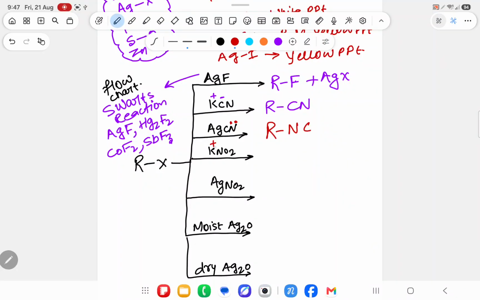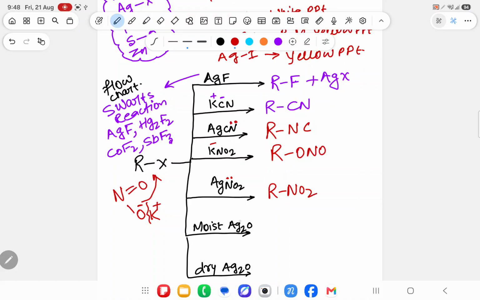Similarly, KNO2 structure is something like that. KNO2 structure, first draw N double bond O, O, K. It will break as minus and plus, ions form. So what will happen? It will form RONO. It will attack from the O minus side to give RONO. But again, Ag has pseudo noble gas configuration, so it will not break. It will attack from the N side to give RNO2.